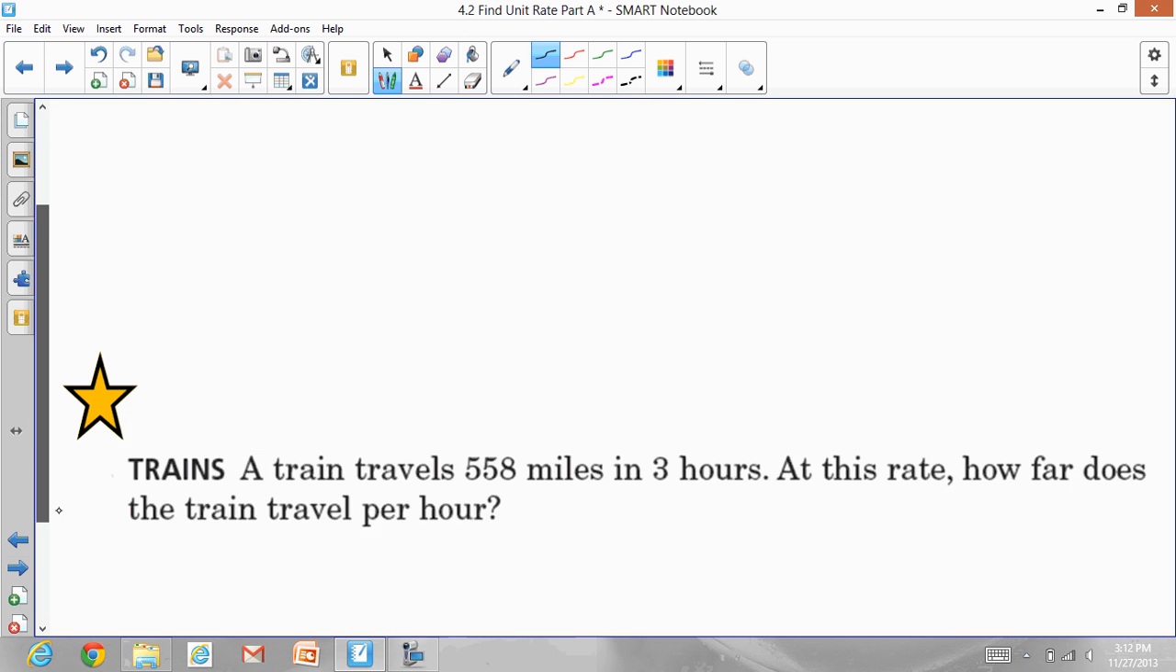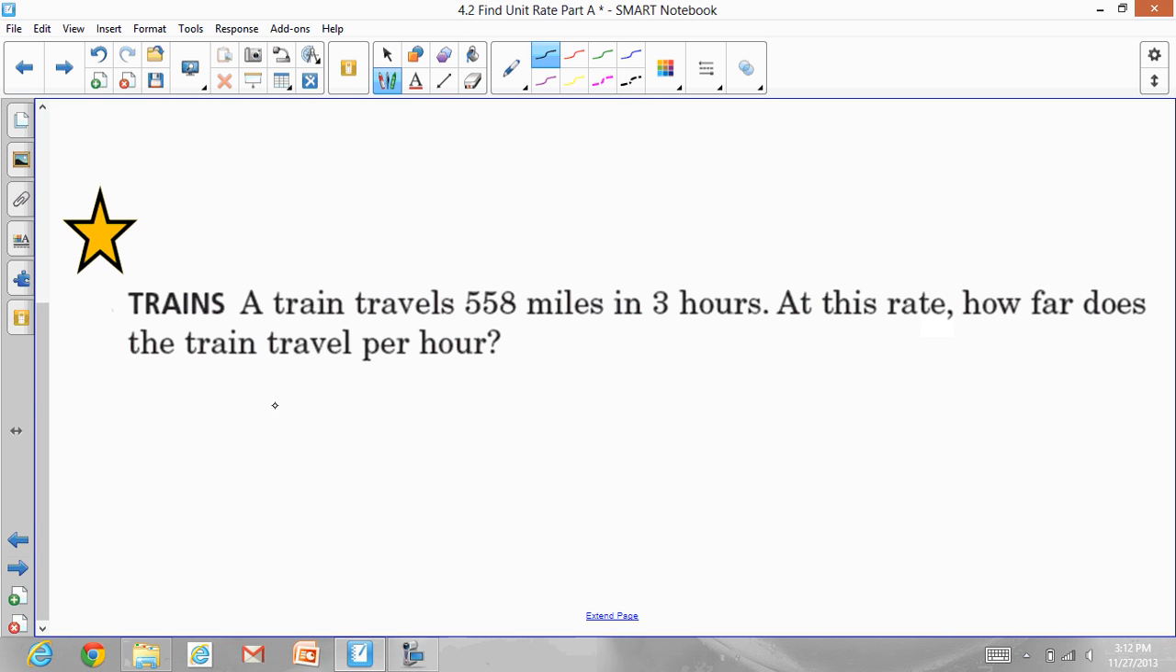Now focus on the question that has been marked. Pause the video, read the question, understand the question, and continue. A train travels 558 miles in 3 hours. In your handout, make sure that you are underlining all the keywords that I am underlining. At this rate, how far does the train travel per hour? You have to understand, per hour means it's for 1 hour. So these are the two pieces of information given to you, and the keyword is rate.